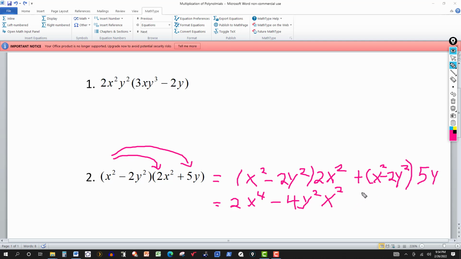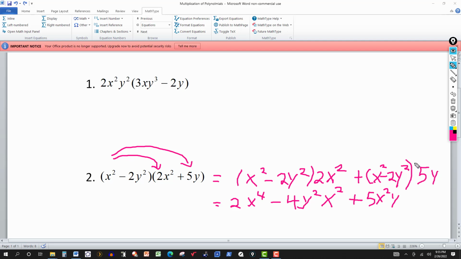And then we do the same thing. So this will be a plus 5y, again, multiplies each of the two terms inside the parentheses. So 5y times x squared. The coefficient on the x squared is 1, so 1 times 5, you just bring it down as 5. And then x squared by itself, because the other term doesn't have an x, so don't mess with the exponents. And bring down the y.